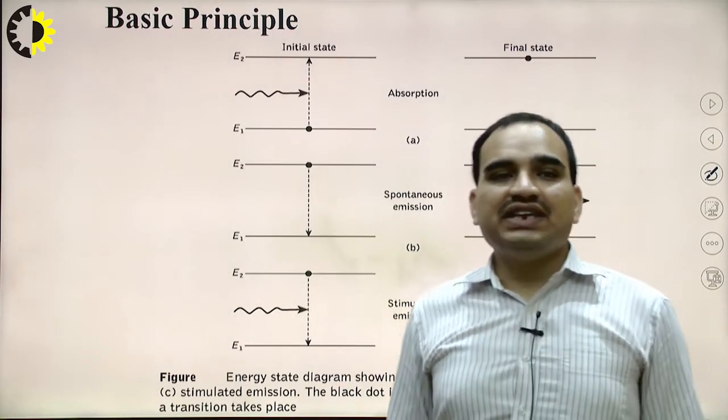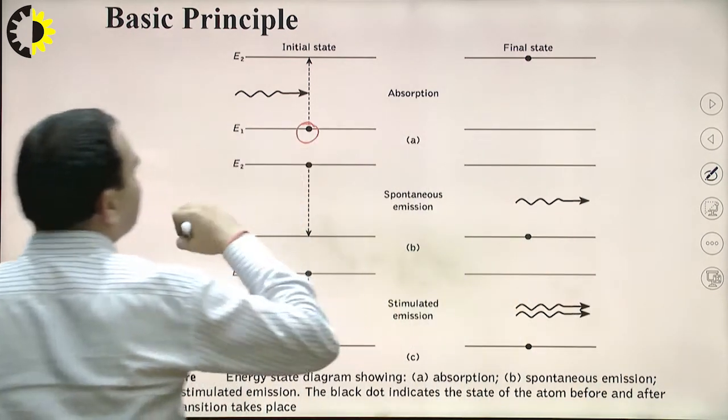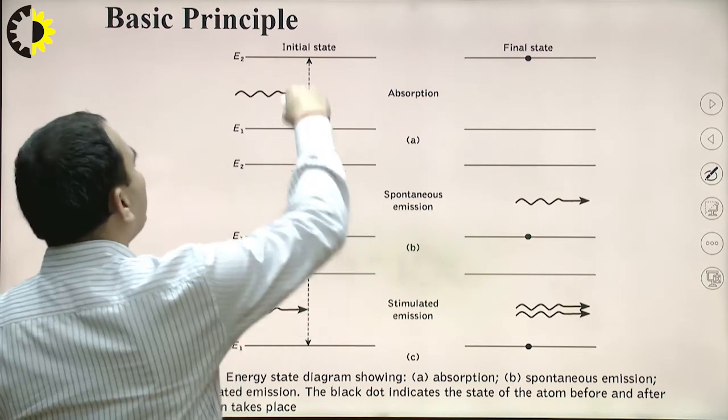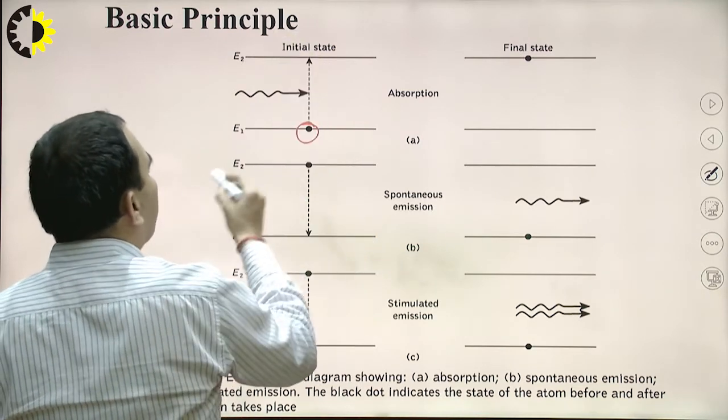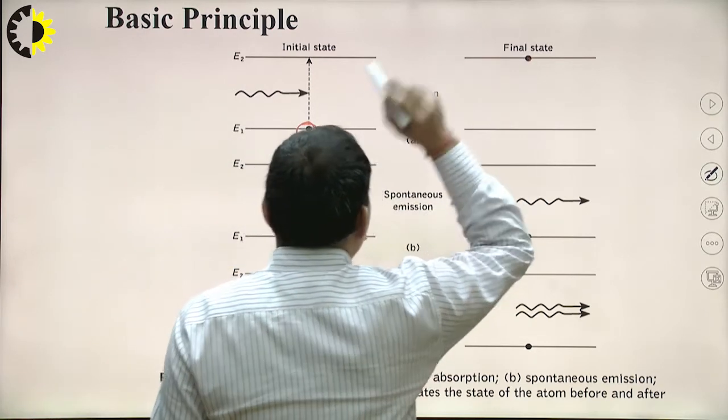As we can see in this diagram, we have the atom in the lower energy state. It makes the transition from the lower energy to the higher energy due to the absorption of radiation, and we get the atom in the higher energy state.